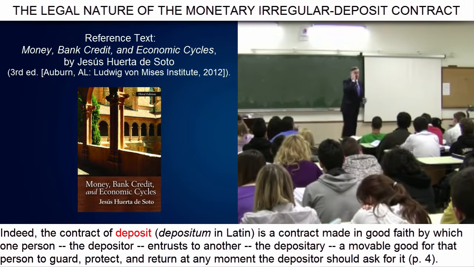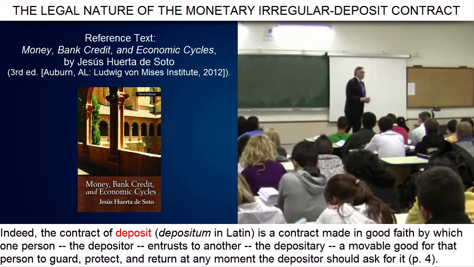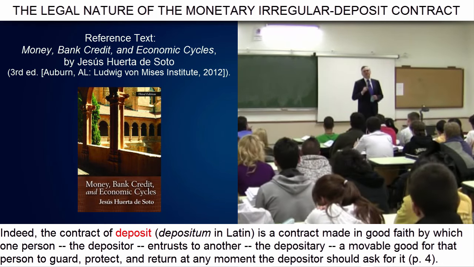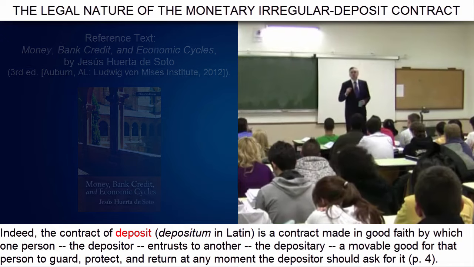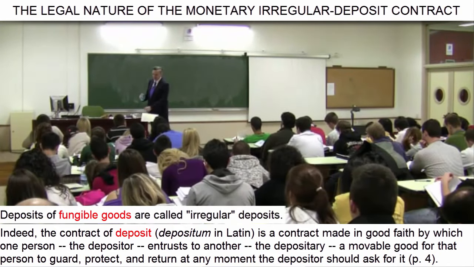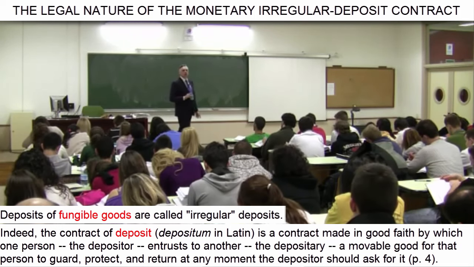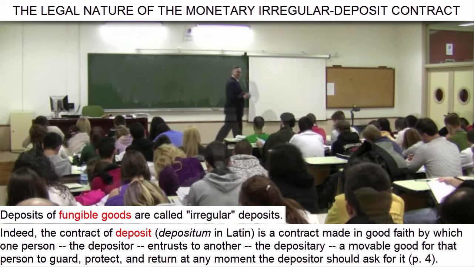Well, deposits of specific things occur fairly frequently in daily life. However, the ones which are truly significant in real economic life are deposits of fungible goods. Traditionally, theorists have referred to deposits of fungible goods as irregular deposits.